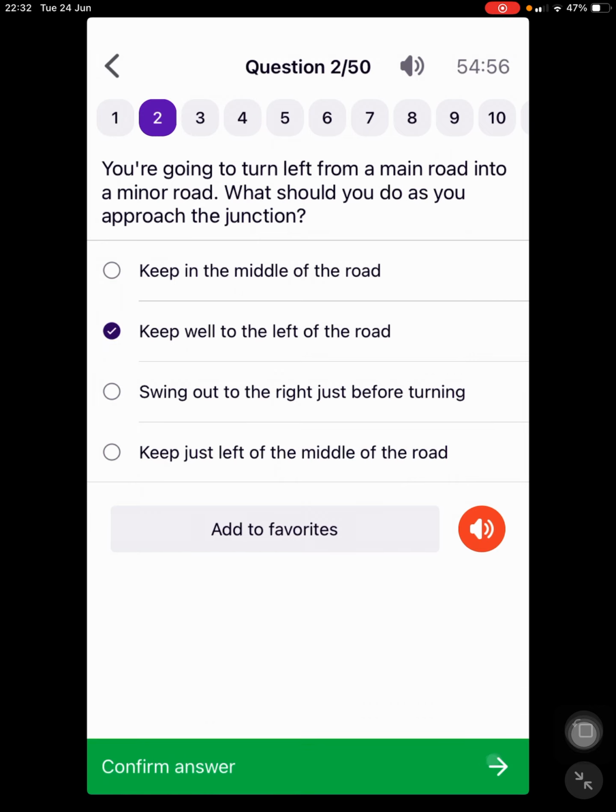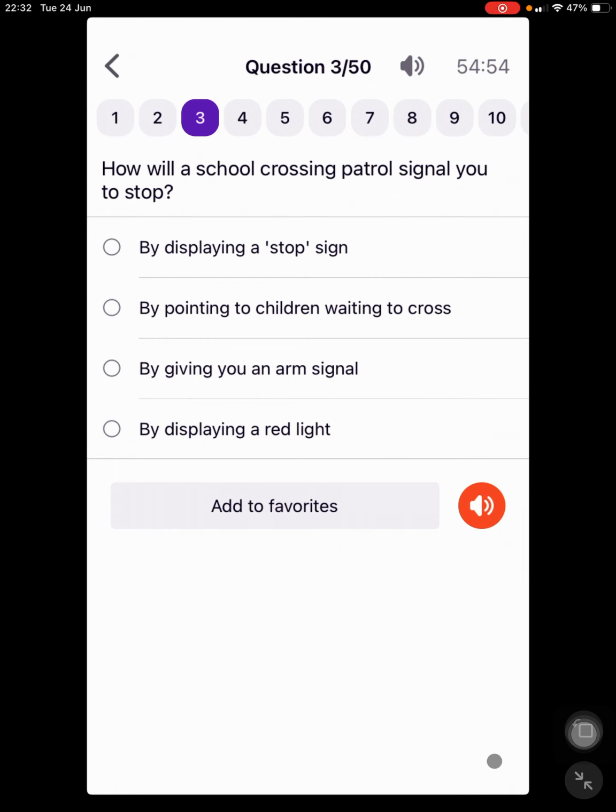Hello, Romana. How will a school crossing patrol signal you to stop? By displaying a stop sign. By pointing to children waiting to cross. By giving you an arm signal. By displaying a red light.